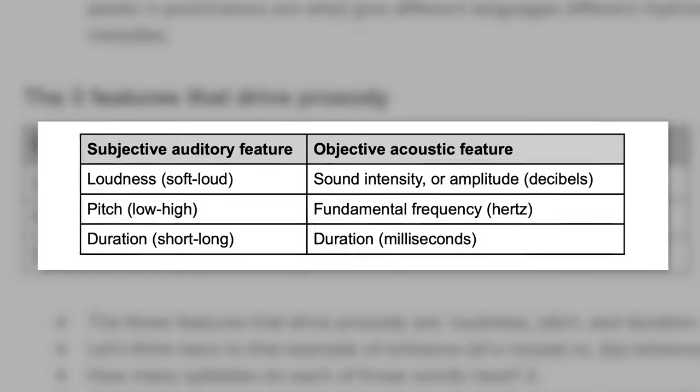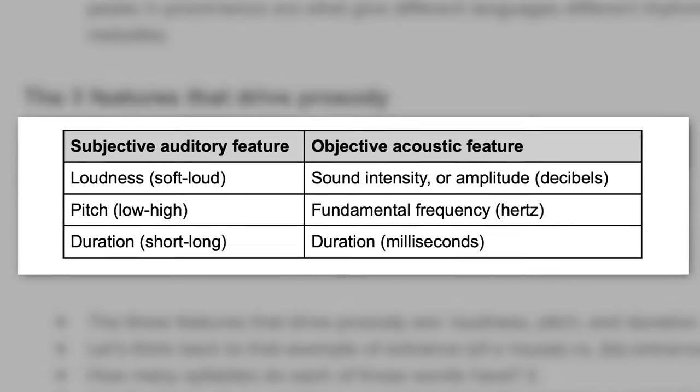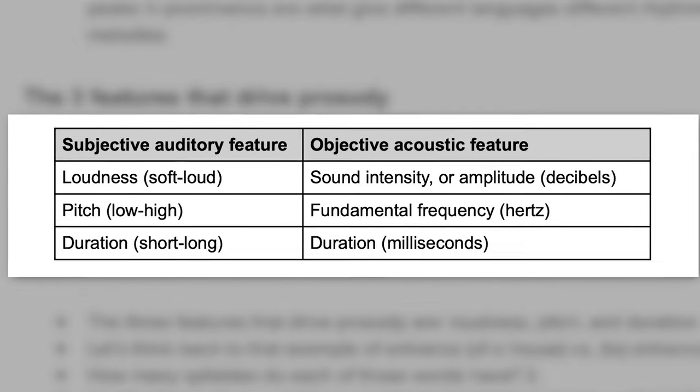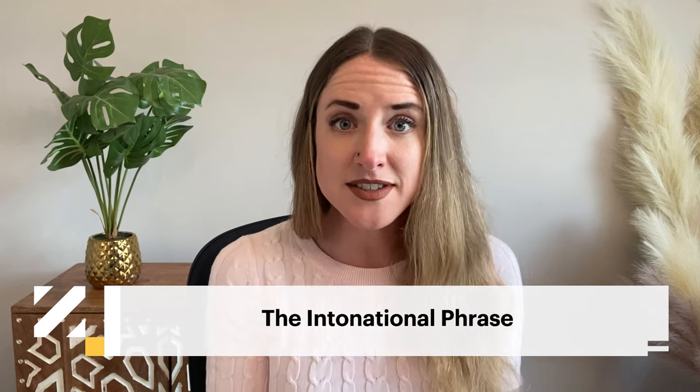And did you know those features aren't just subjective auditory perceptions? They're associated with measurable differences in acoustic properties. So loudness, for example, can be measured in decibels, pitch can be measured in hertz, and duration of a sound can be measured in seconds or, on the more appropriate scale, milliseconds. It's important to note that these differences in loudness, pitch, and duration can happen at the word level, as is the case with entrance versus entrance, but we also apply these prosodic features at the sentence level, or as linguists call it, the intonational phrase. For instance, it's quite common to end declarative sentences with a falling tone and to end questions with a rising tone, right? See what I did there?